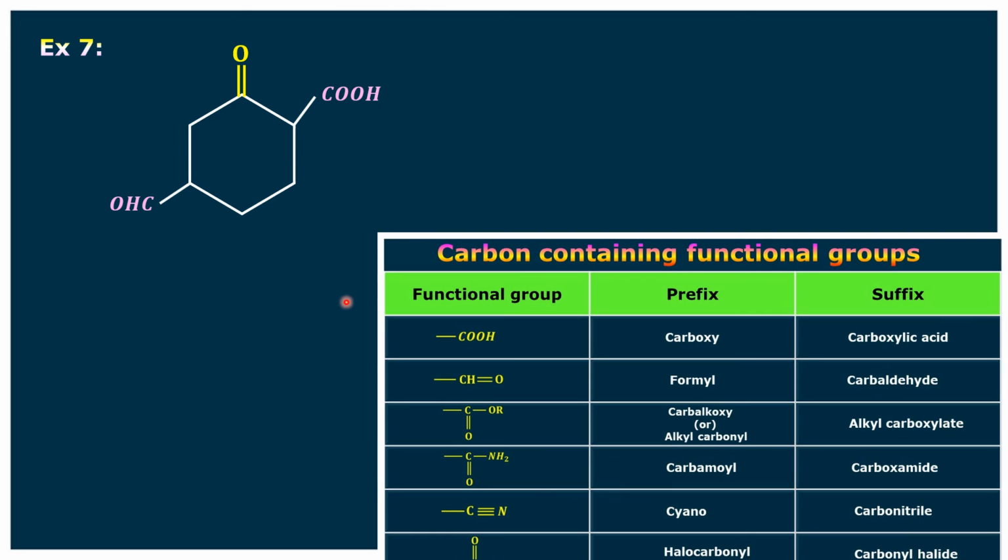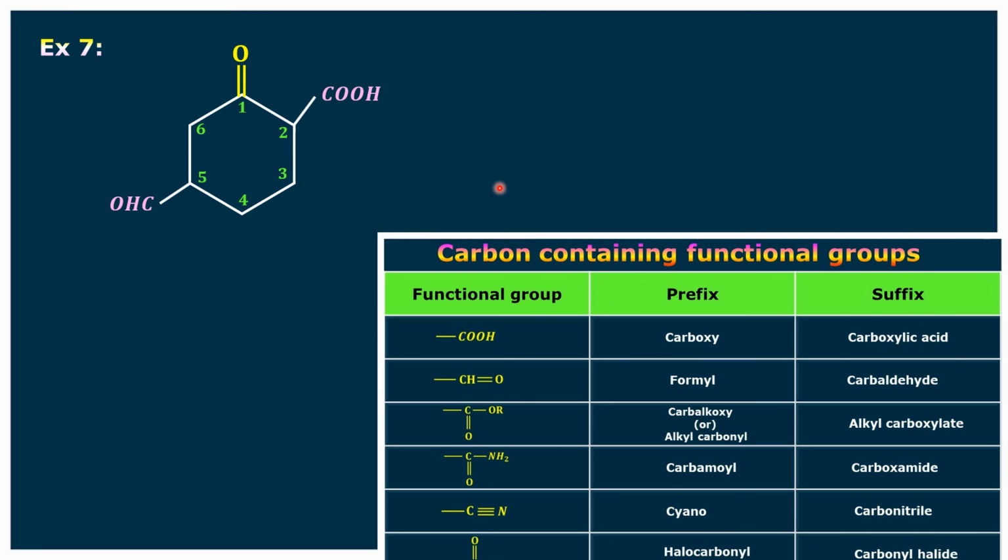So first, see here, numbering is being done clockwise. If anti-clockwise numbering is done, according to the lowest set of locants rule, you see here 1, 2, 5. 1, 2, 5 are the locants. If anti-clockwise numbering is done, 1, 3, 6 are the locants. If you compare the terms, anti-clockwise numbering is the wrong way of numbering and clockwise numbering is the right way of numbering.